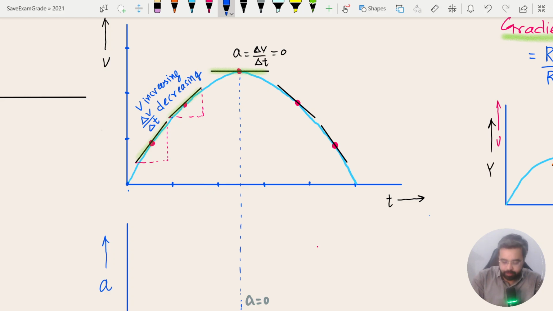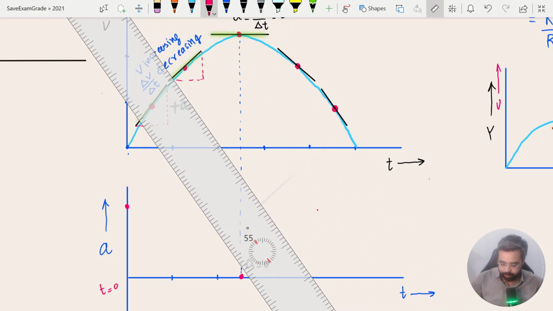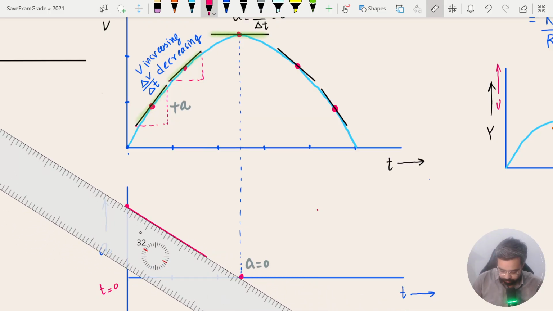And this acceleration is positive because this gradient will give you a positive value of acceleration. So at time t equal to 0, you will in fact get the maximum acceleration like this. And at this time you will get 0 acceleration. So acceleration is decreasing uniformly. So we should draw this line.